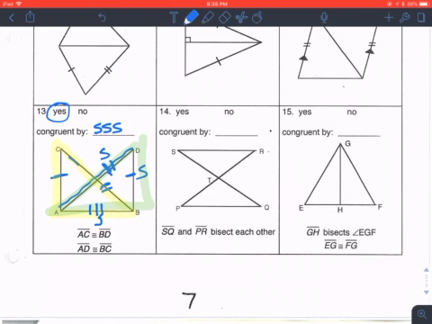All right, I want to point out on number 14, it says SQ, which is this one, and PR bisect each other. So what does that mean when they bisect each other? That means that they cut each other in half. So this one is congruent to this one, and PT is congruent to this one.